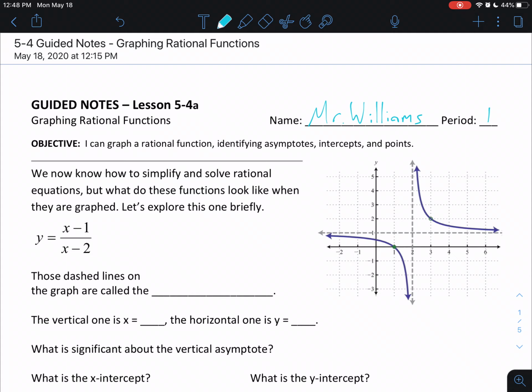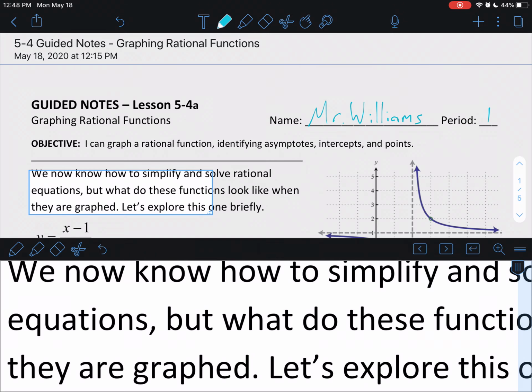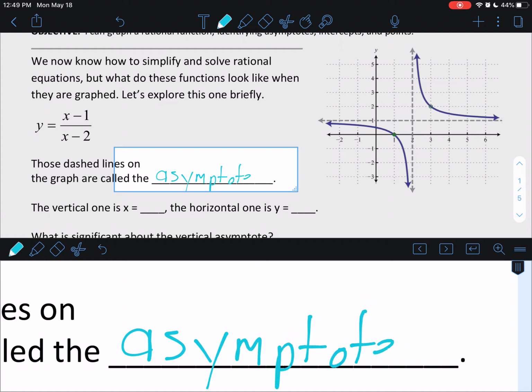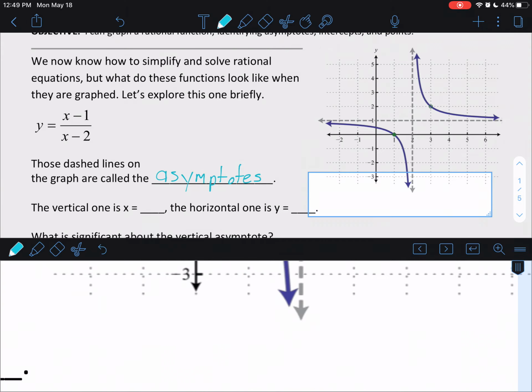We know how to simplify and solve rational equations, which y'all did last week. But what do these functions look like when they're graphed? This graph over here on the right is a rational function when it's graphed. That is the graph of this right here on the left, y equals x minus 1 over x minus 2. And these dashed lines on the graph are called asymptotes. The dashed lines, these gray ones, are asymptotes.